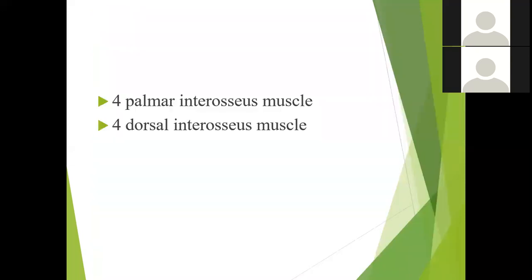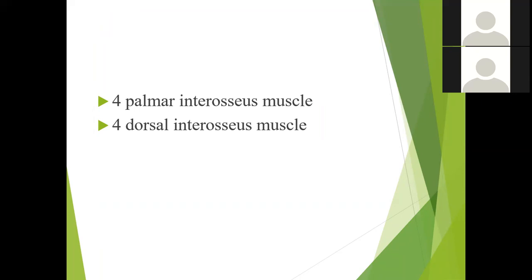Okay. So next we are coming to just the interosseous muscles. Already I said there are four palmar interosseous and four dorsal interosseous. For dorsal interosseous it is very easy. All the four muscles are attached on the adjacent sides of the metacarpal bones. So all the metacarpal bones give origin for dorsal interosseous muscles.